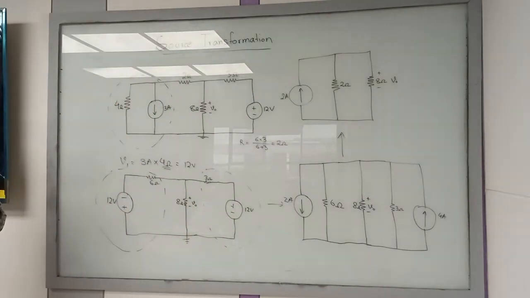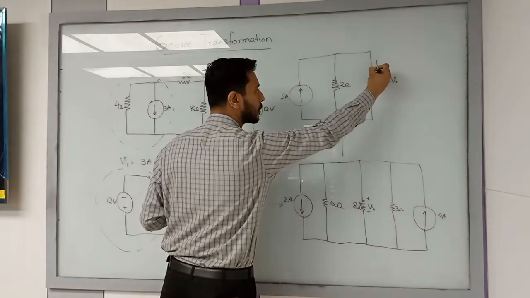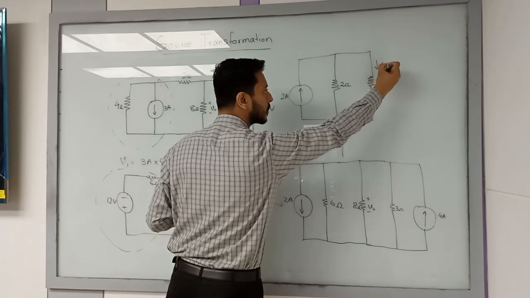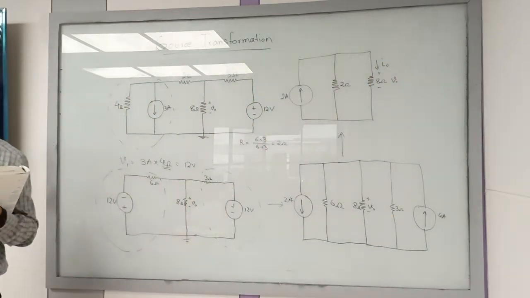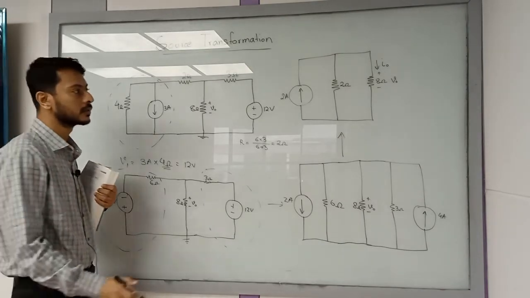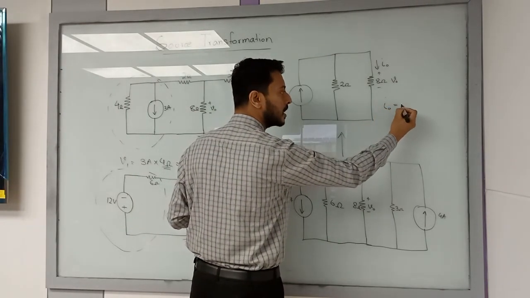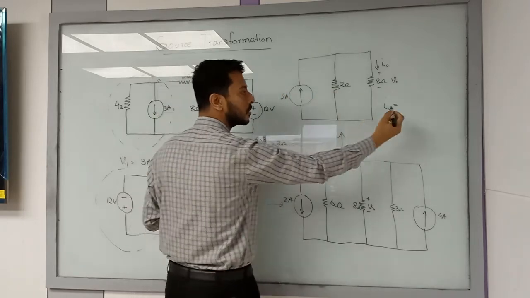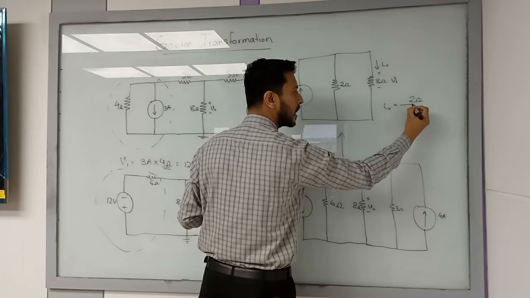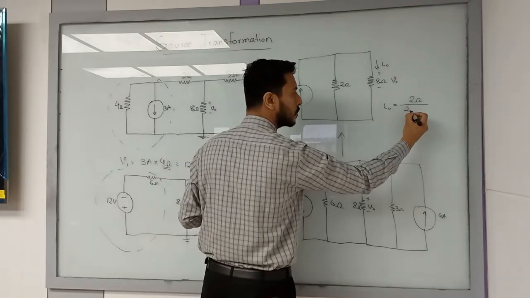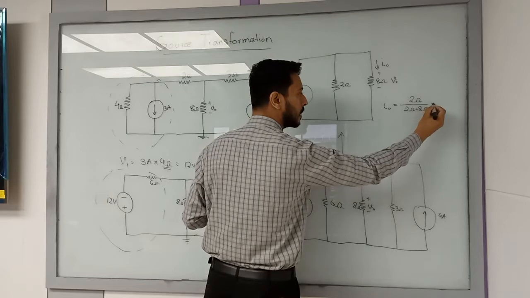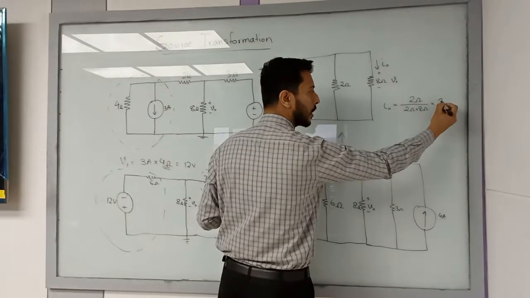You understand? Yes, sir. Now you can easily put a current divider rule to find V out voltage. You can calculate the current flowing through this branch. Let's say this is I naught. You can find the I naught current easily. How? I naught current should be equal to 2 ohm divided by the total resistance, 2 ohm plus 8 ohm, times the source current, 2 ampere.